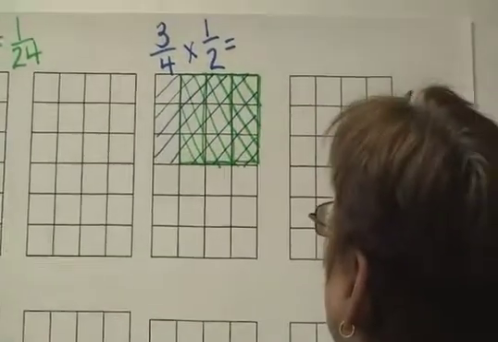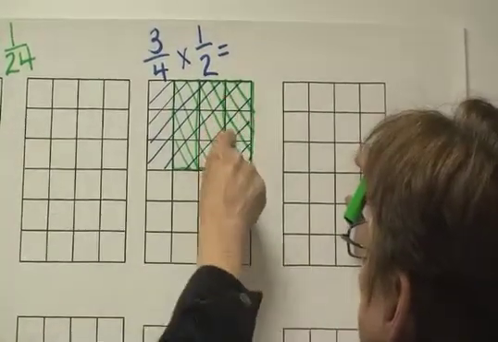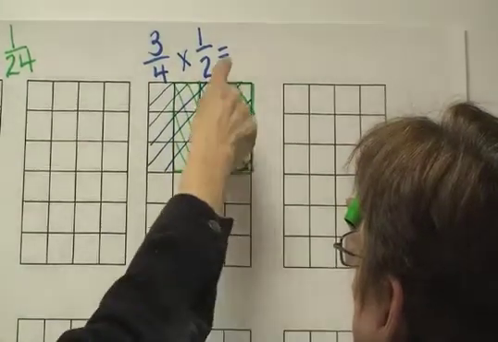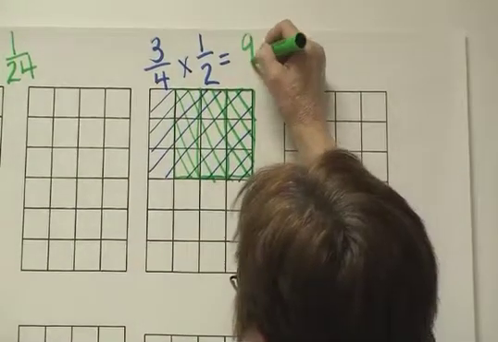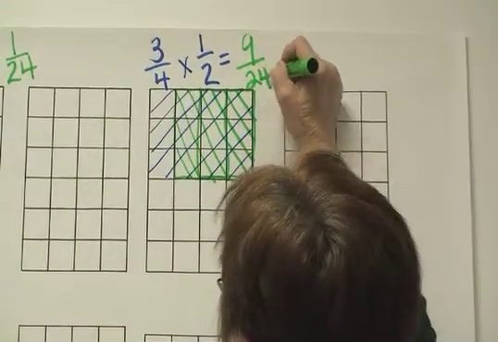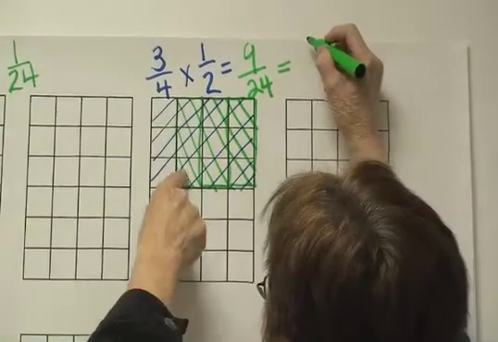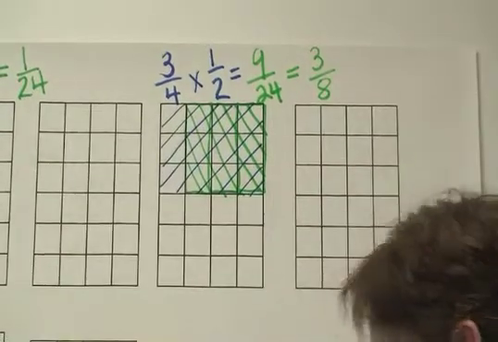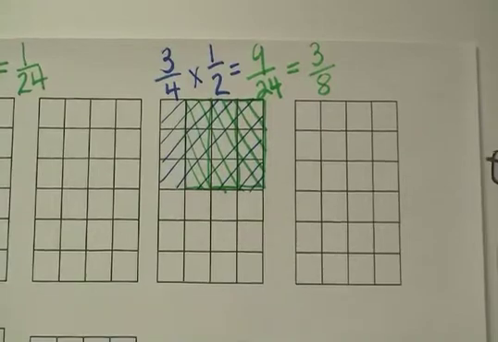24ths. But I see something else. What else do you see? I see that this is an eighth. So we could have 9 24ths, or we could have 3 of these eighths. 3/8. Okay. All right.